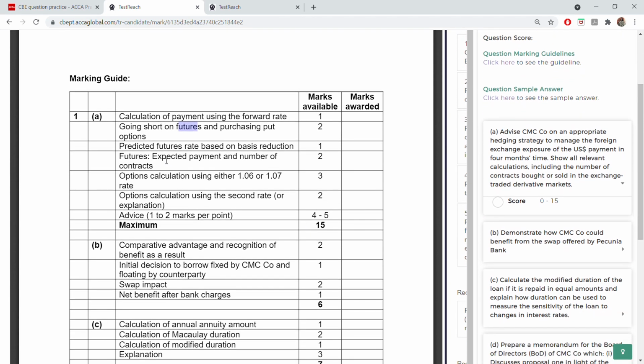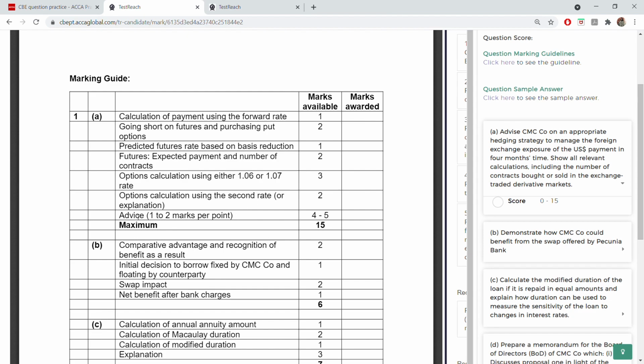Expected payment also, and also number of contracts. Options using both, 3 marks. Okay, and options using the second rate or explanation. If you have used either this or that, 3 marks. But if you're using both the exercise prices, then only you will get full marks. Remember that. If you're using the second rate also, 3 plus 2, 5 marks. So you're losing 2 marks if you're not writing both the exercise prices.